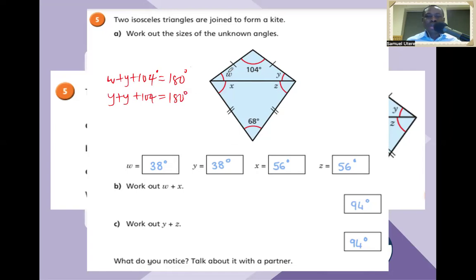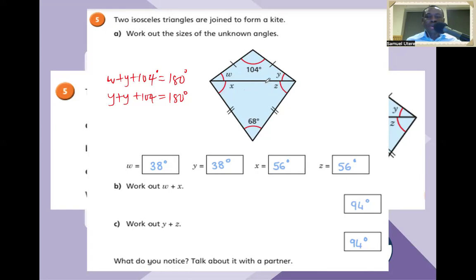So sometimes do not let different letters get you confused in solving problems. When you stick to the facts that you know, you can change the letters to maintain the fact that you know. The fact is these are isosceles triangles, so we'll keep the facts the same.